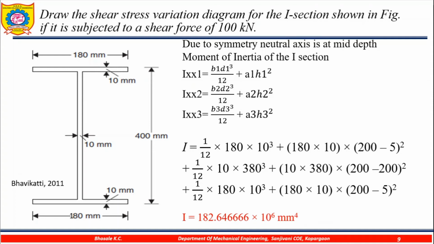So we have to put the values in the formula and then we can find out the moment of inertia of the total I section. That is 182.64 into 10 to the 6 millimeter to the 4.